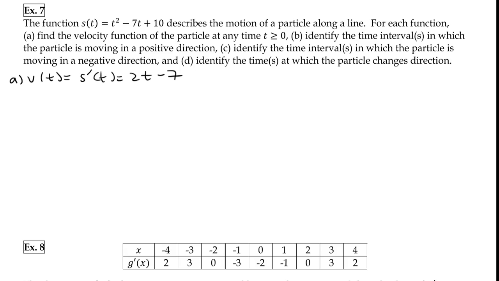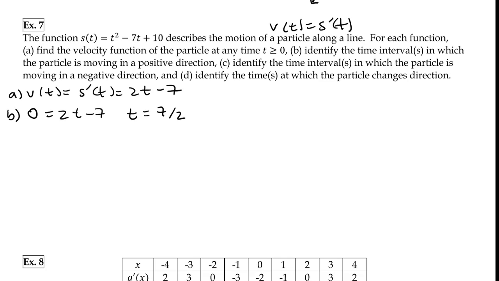B. Identify the time interval or intervals in which the particle is moving in a positive direction. We know this. This is when velocity is positive. So what we're going to do is set the velocity function equal to 0 to find out when velocity is 0. And that will be at 7/2. Okay, instead of making an interval chart here, 7/2 is the only critical number. Let's just look at a number line. What if I was at 0? Because time starts, it says up here that time is greater than or equal to 0. Let's go to 7/2 and then we go on in the future.